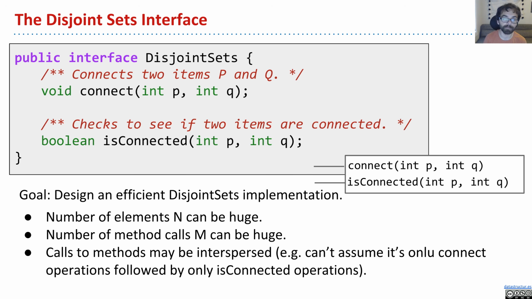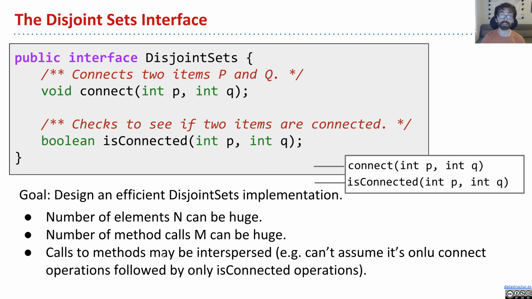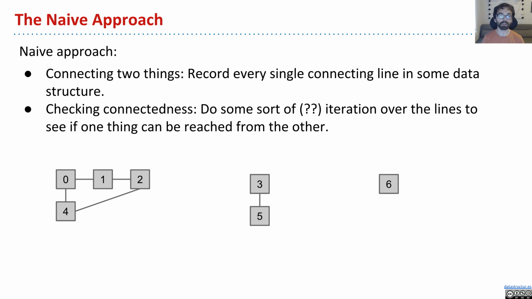And we also need to keep in mind that the calls to the methods can be interspersed. So it's not like someone's gonna do all the connects first and all the isConnecteds after. That would actually result in an easier data structure. But because we have to deal with dynamic connectivity, that is, it can change over time, it'll change the way we approach the problem, as we'll see. So let's start by considering just a naive approach as to finish our setup.